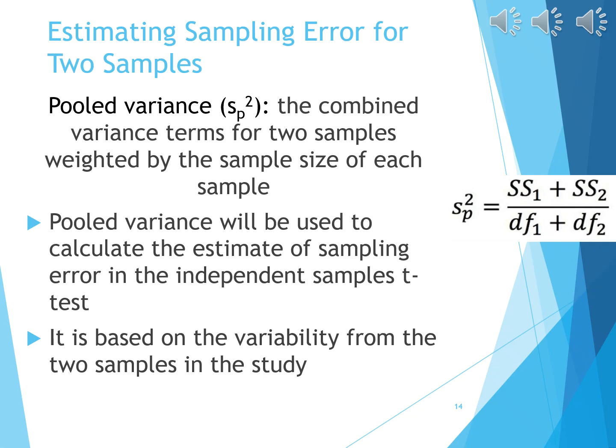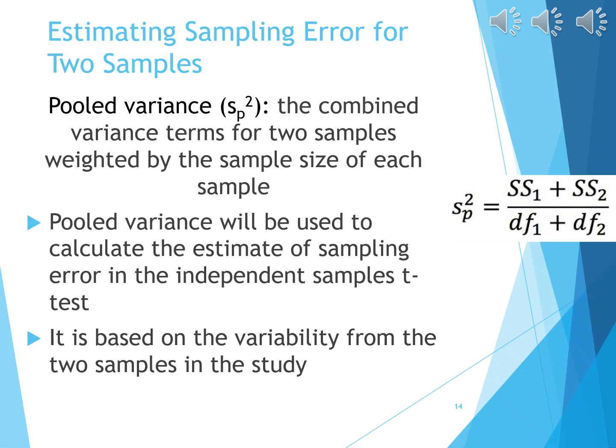And again, this is conceptually the same as other estimates of standard error that we've seen previously this semester, in that it's a measure of variability. This time, though, it's based on variability of two samples instead of one. It is still an estimate of the sampling error, like how much our sample actually differs from what we would think it would be in the population.